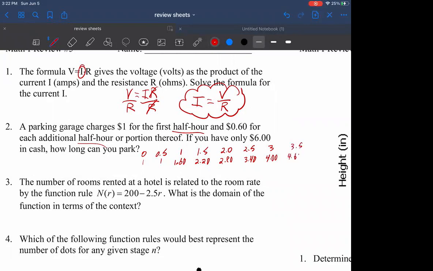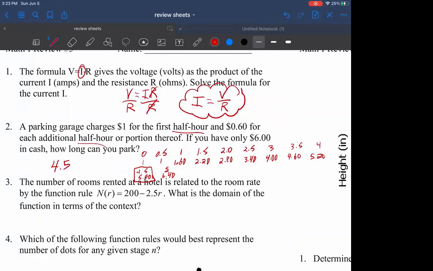3.5 is $4.60. 4 would be $5.20. 4.5 would be $5.80. And then 5 would be $6.40. So I've gone too far when I've reached 5 hours. So I believe the most we can have is 4.5 hours if we only have $6 in cash, right?